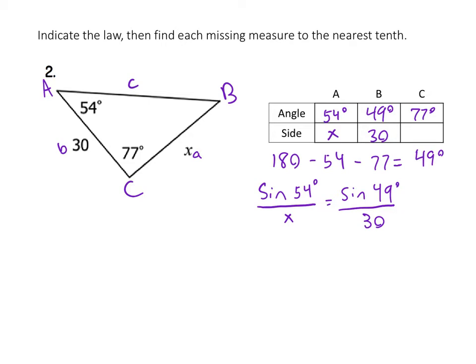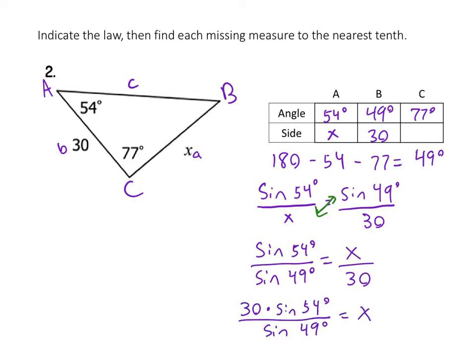So the first step I'm going to do is change the location between X and the sine of 49, and I will rewrite it after that step. There we go. And now we can completely isolate X by multiplying both sides by 30. Excellent. So all in one step in my calculator, I can type 30 times the sine of 54 degrees divided by the sine of 49 degrees.